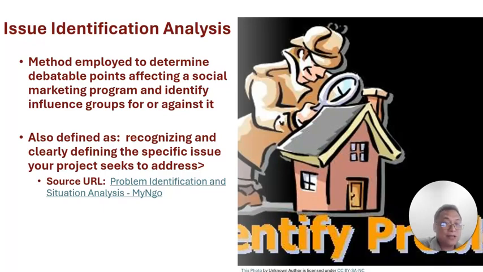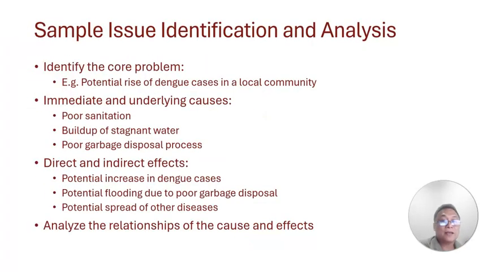This is also defined as recognizing and clearly defining specific issues your project seeks to address. A sample issue identification and analysis is what I drafted below. In this scenario, you will see that the causes have a direct relationship or impact on the possible effects. First, identify the core problem, which is the potential rise of dengue cases in the local community.